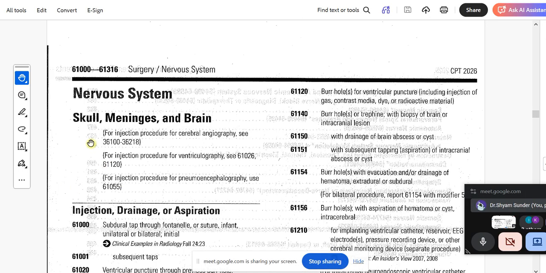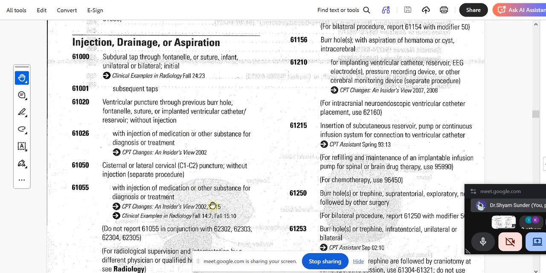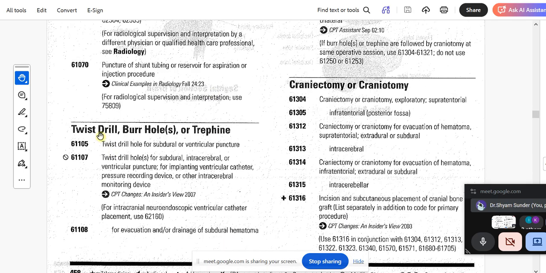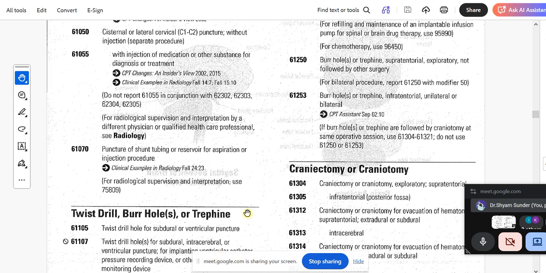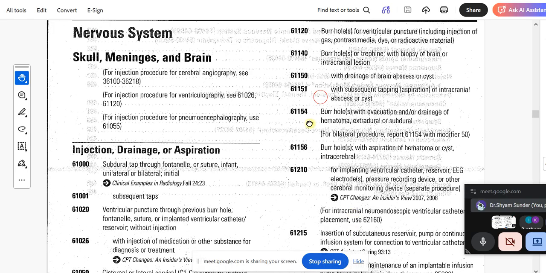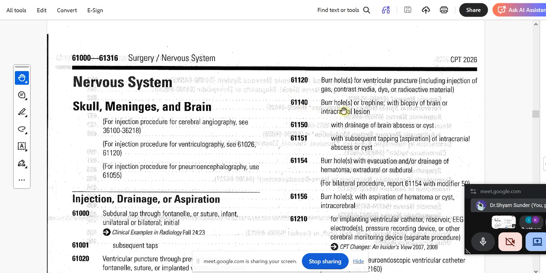So we are in the skull, meninges, and brain. Burr hole, fine. They're drilling a hole to reach a particular brain portion. Puncture hole, fine. Biopsy of the brain or intracranial lesion, or drainage of brain abscess or cyst. So these are the simple procedures you have to highlight first.